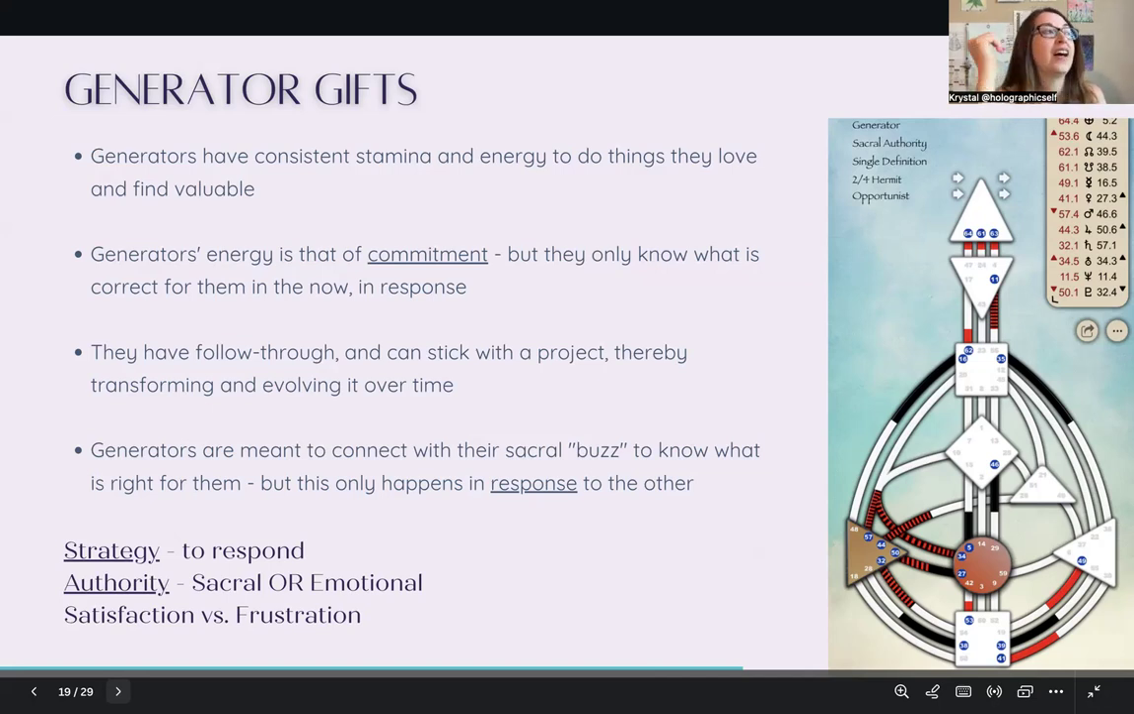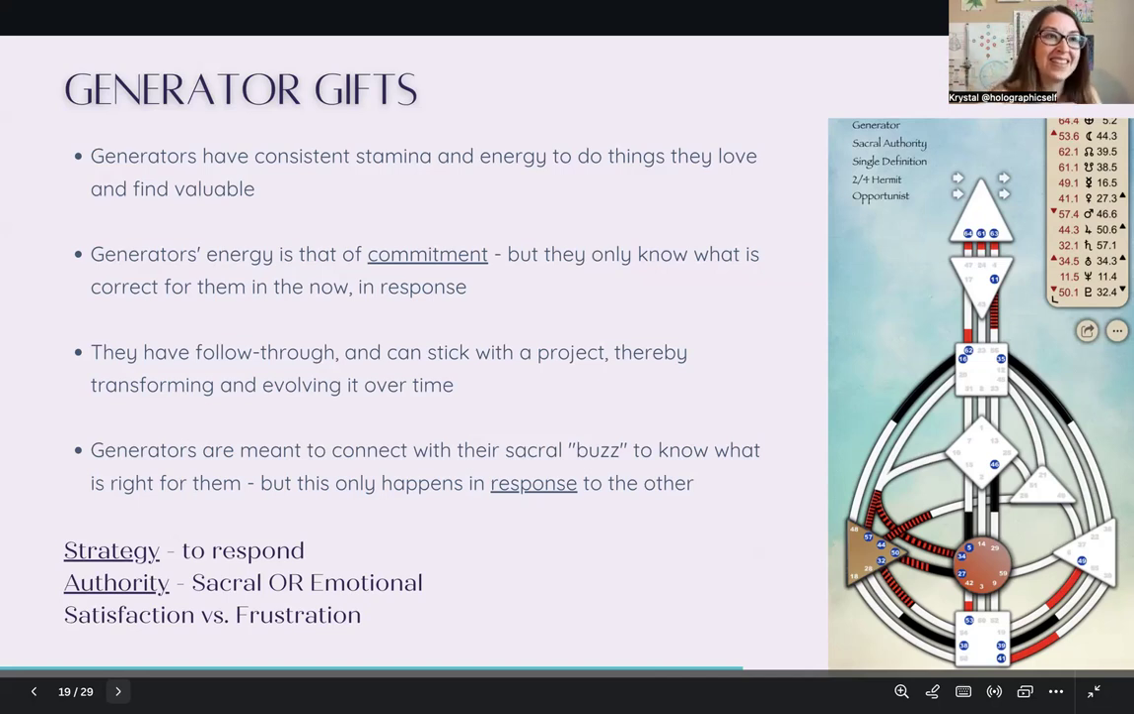So perhaps you have a job that's challenging and physically demanding, but you know and believe in the work you're doing in terms of it's important for the human collective. You'll have the energy generally to do that job, even if it's challenging as a generator. The energy of generators has to do with commitment. So they only know what's correct for them in response to their environment. So a generator is designed to wait for things to respond to.